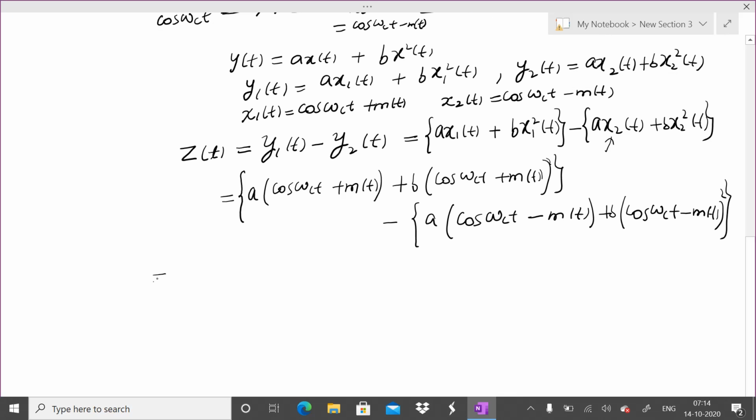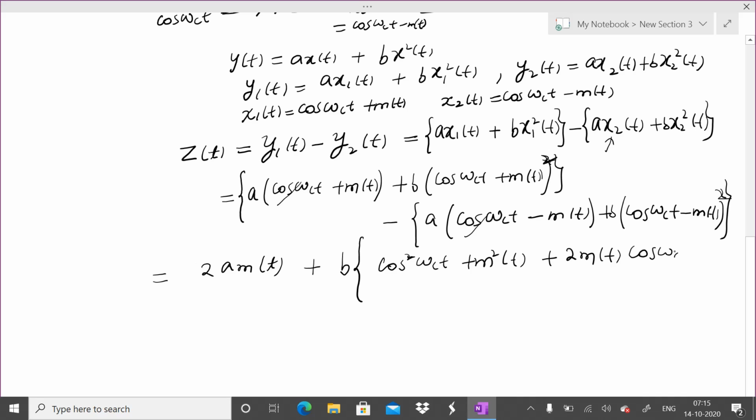Okay, so we see some cancellation right here. At least a cos omega ct gets cancelled. Now here is a times m of t, here is a times minus of minus is plus, so it is 2a m of t. That is one term, plus b is the common term, then it is a square here and square here, so it is cos square omega ct plus m square t plus 2m of t cos omega ct, that is 1, minus cos square omega ct plus m square t minus 2m of t cos omega ct.